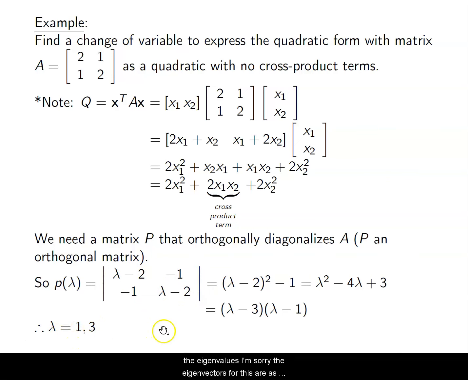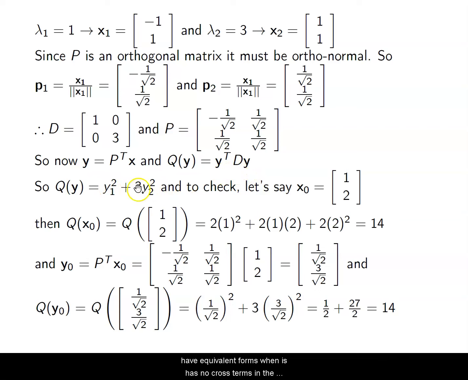So they are equivalent in form. They're going to give me the same values, as long as I transform this x into y before I plug it into the y form. So again, we have equivalent forms. One has no cross terms and a change of variable. The other one is the standard form that you would look at.